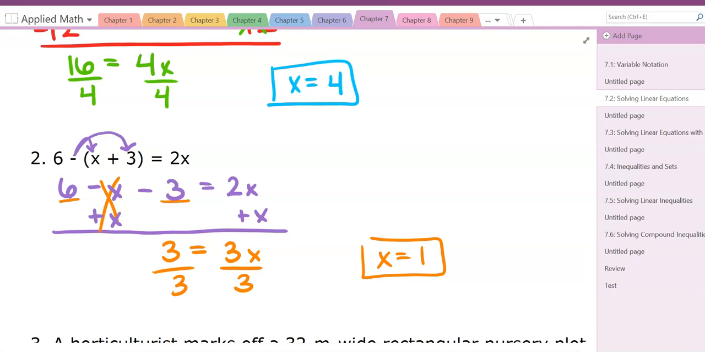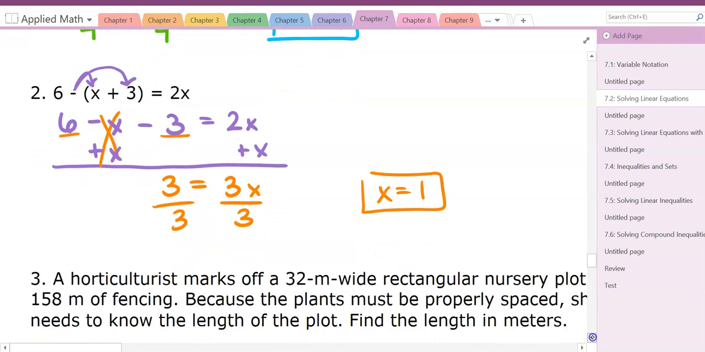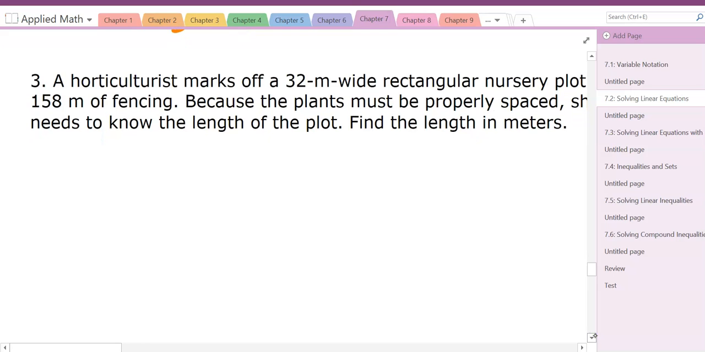So a couple times in the real world when we see problems that involve parentheses would be perimeter. Perimeter uses parentheses a lot, especially for rectangles, because you've got a length and a width. And instead of doing length plus width, we can do 2 times the length plus the width. So that's when you might see parentheses show up in a problem involving perimeter of a shape.